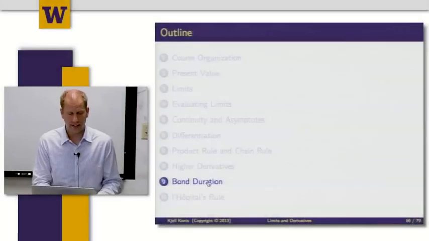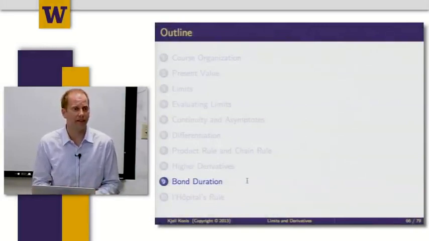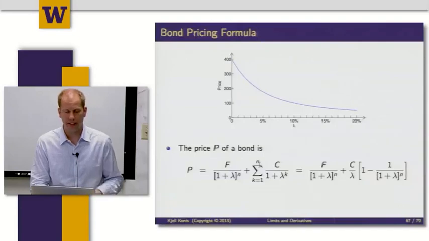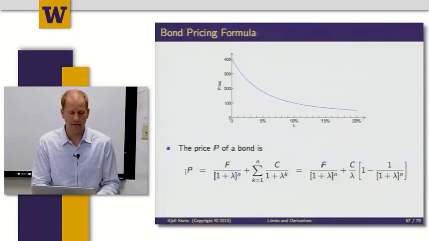So now I'm going to look at something called bond duration. This is just meant to be a little bit more involved example of taking a derivative. So a price of a bond is given by the following formula. So P is the price of the bond. And if you look at this, it looks a lot like what we talked about on Tuesday for present value.